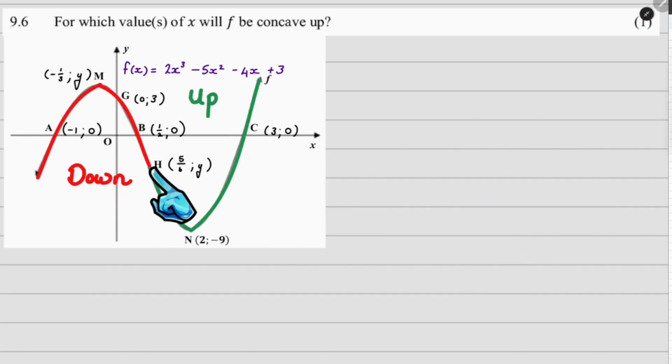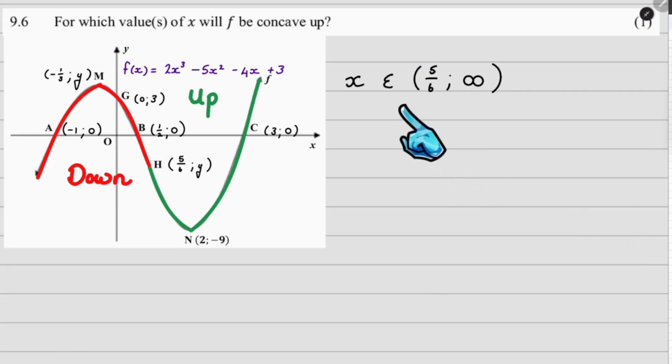So basically from the point of inflection to the right is where it concaves up. It's like a happy face parabola. And from the point of inflection to the left is where it concaves down. It's like a sad face parabola. And they want to know where it's going to be concave up. So it starts here at this x value and goes on to infinity.